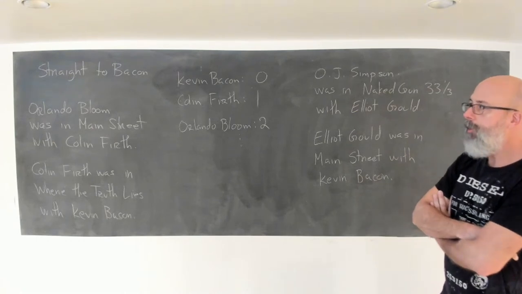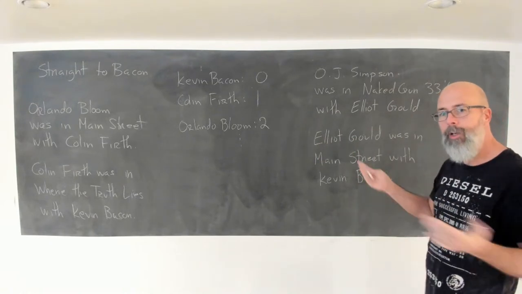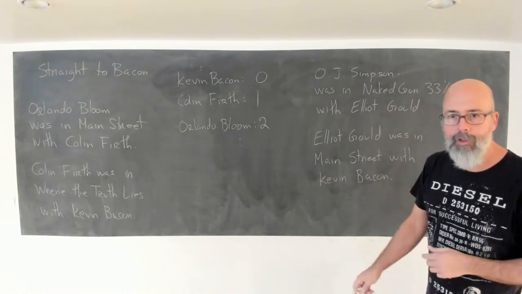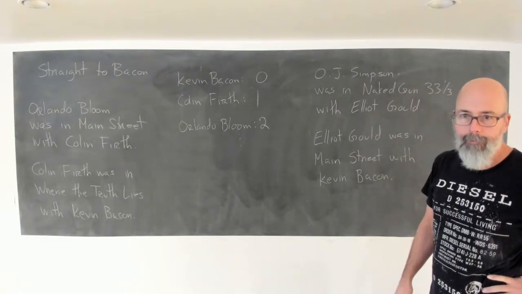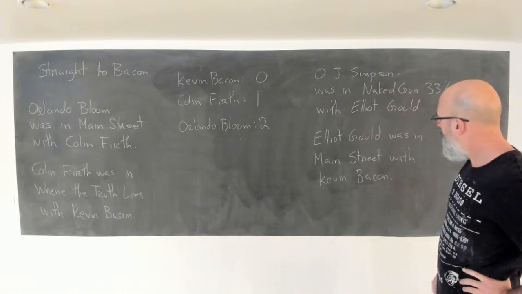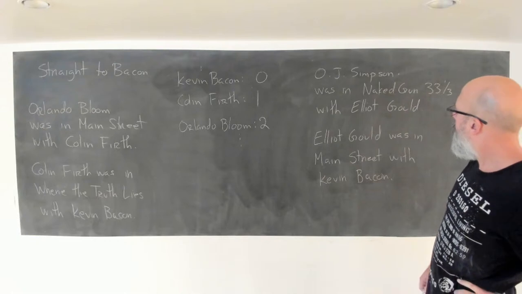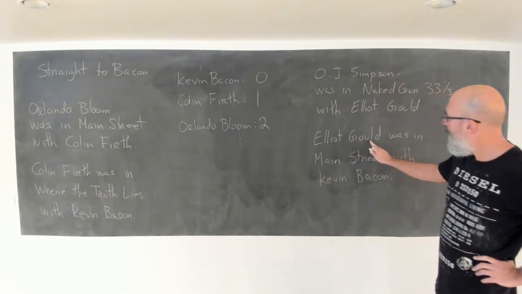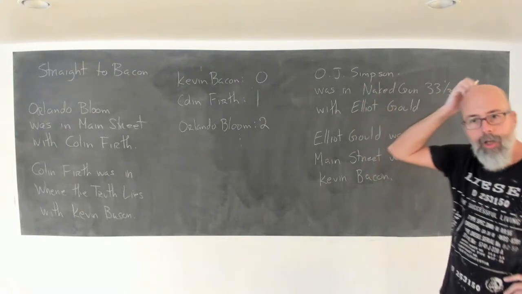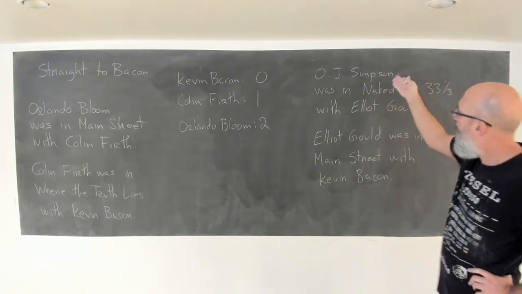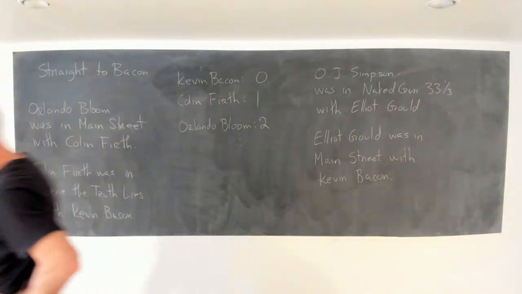This idea of 6 degrees of separation is that you can connect yourself or anyone else to any other person through at most 6 people. So Elliot Gould has Bacon number 1. O.J. Simpson, who never did a movie with Kevin Bacon, has Bacon number 2.